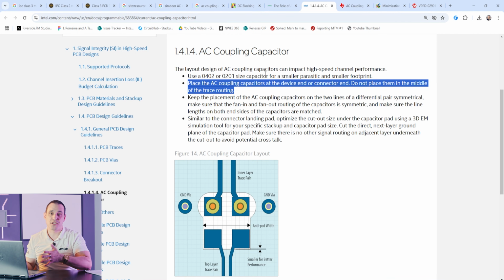As far as the location is concerned, they're recommending to place it at the device end. I'm reading that as the receive end, or at the connector end. So this would be for like a PCIe edge connector. They're saying do not place them in the middle of the trace routing. That's very interesting because if you place those caps close to the connector, they are essentially in the middle of the trace routing, but we'll leave that alone for now.